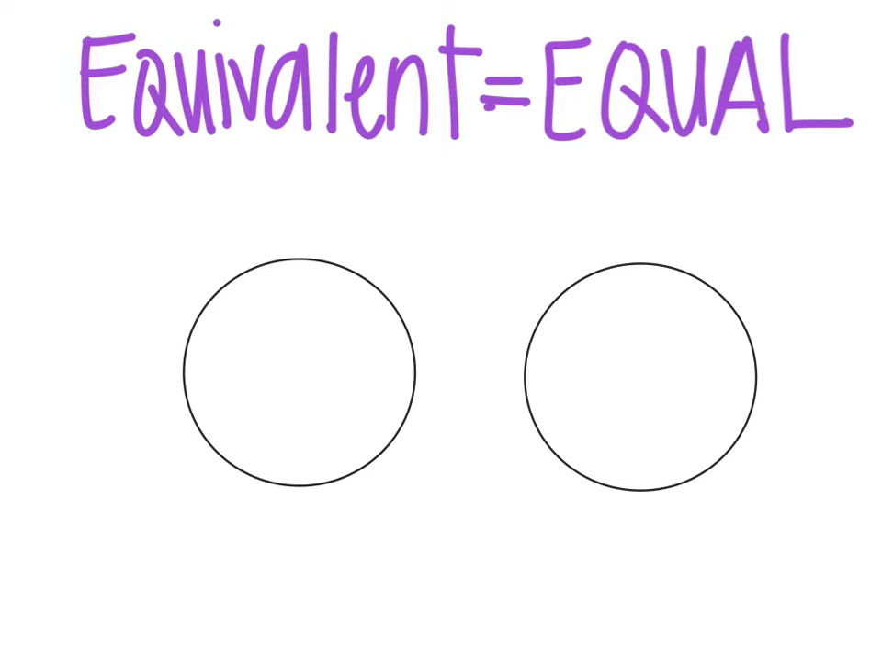The word equivalent is a fancy way of saying equal. So equivalent fractions are fractions that are equal to each other or that have the same value to one another. So for example, if these 2 circles are pizzas, let's say, I could say that I have 1/2 of a pizza.